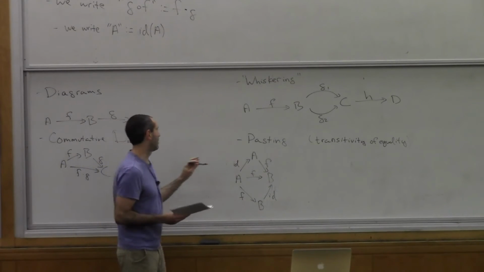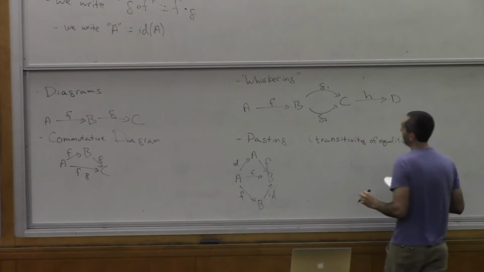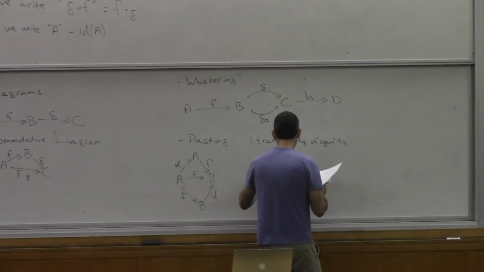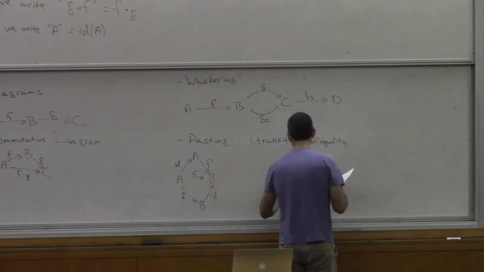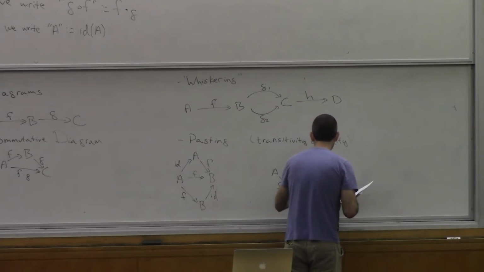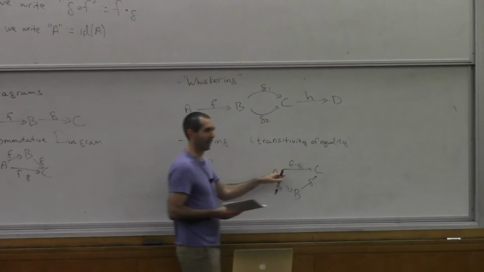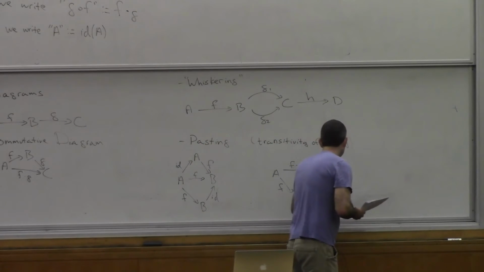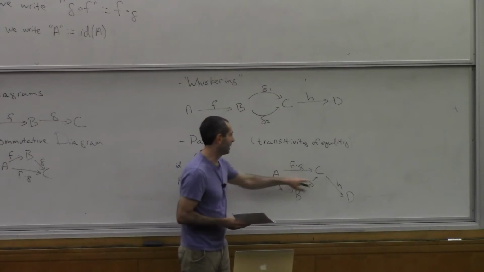And now let's combine whiskering and pasting, and we can get the laws from the definition of the category all in two pictures, which is kind of cool. So we have A, B, C, F, G. Then we know we have here F followed by G, right? That's just the composition triangle. We can whisker this by H. And now we have two paths that are equal going from A to D.